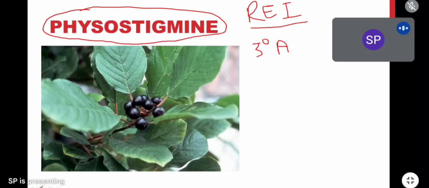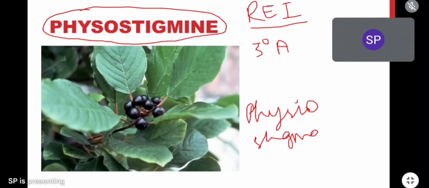So the name of this plant is Physostigma venenosum. So this is the plant. From this plant, actually, from the ripened fruits, and from the roots, from the leaves also it is obtained. More concentration of physiostigmine is seen in the fruits. So from these fruits, this tertiary amine, physiostigmine, is obtained. Okay, that is one important point.